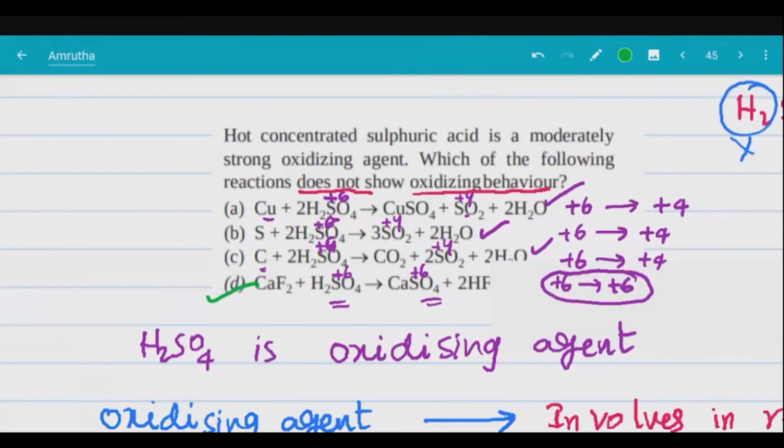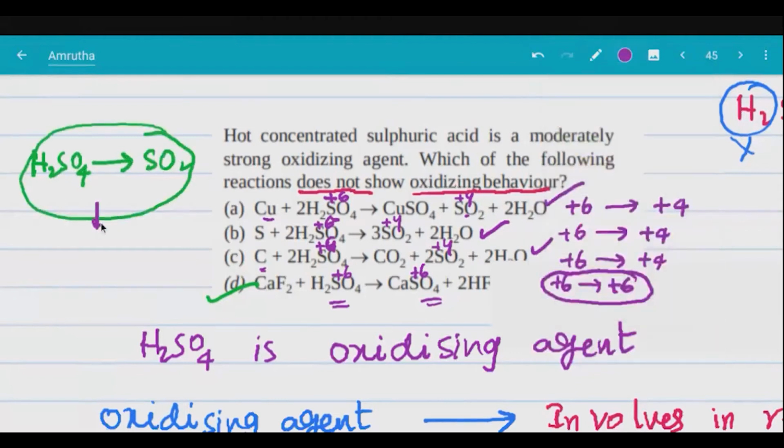Clear? So what you can remember is a very simple way. This is also experimental. H2SO4 gives SO2. That means H2SO4 is a good oxidizing agent. So if it is oxidizing agent, what will H2SO4 do? It will liberate sulfur dioxide gas in any reaction. So you should remember like this. Okay, got clarity?